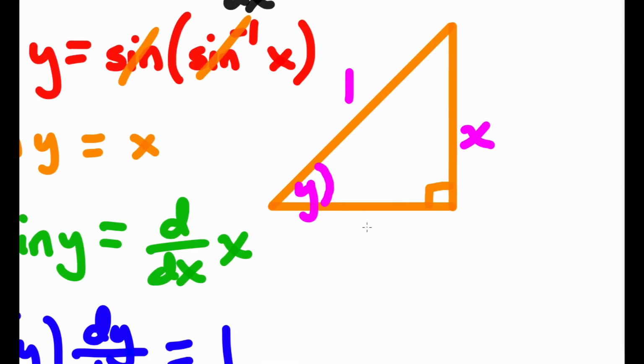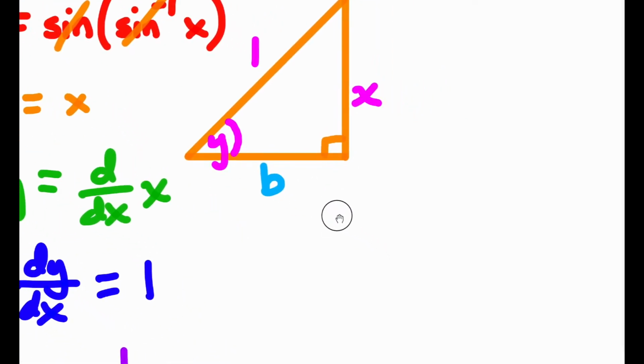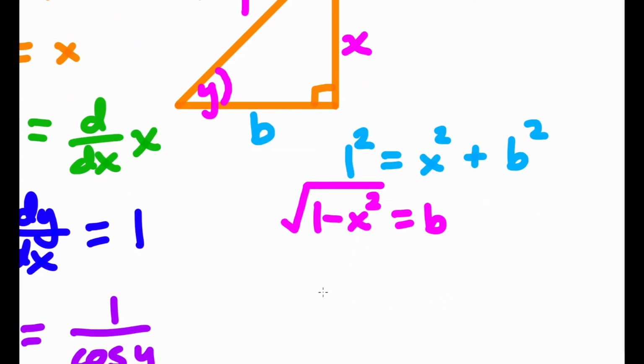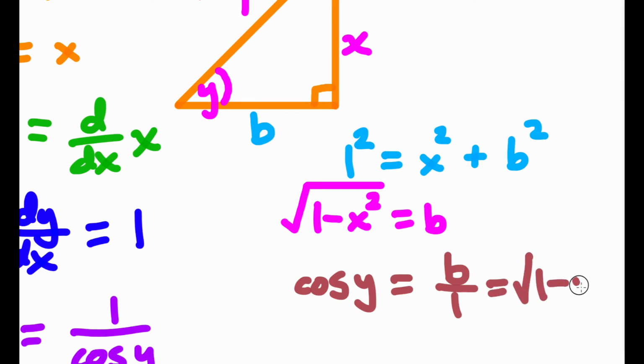Using the Pythagorean theorem, we need to figure out what this base length is. And then the cosine of y is just going to be the adjacent side b over 1. So basically, it's just going to be b over 1. We just need to figure out what b is. So using the Pythagorean theorem, you should end up with the following. If you remember, the whole point was to solve for b, so I'm going to solve for b real quick. And you have b equal to the square root of 1 minus x squared. So you end up with cosine y equal to b over 1, which is just going to be equal to the square root of 1 minus x squared.